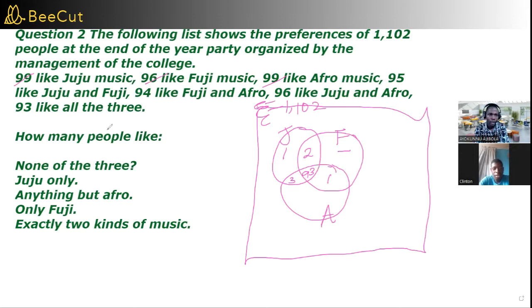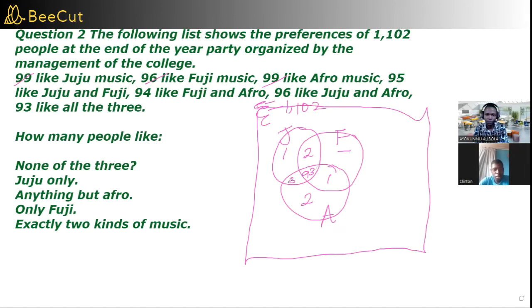Very good. Then for Afro, how many? 99 like Afro. So if it's 99, let's check it again: 93, 96, 97. So what remains? 2. So let's now attend to our question. Let's try to calculate all of these numbers. The universal is 1,102. The question is supposed to be 1,102, not 102. So we're going to try to add all this together and take it away from the universal.